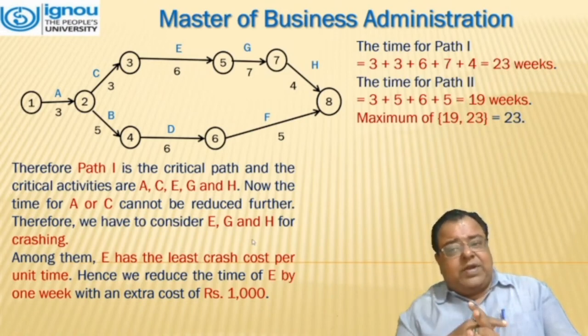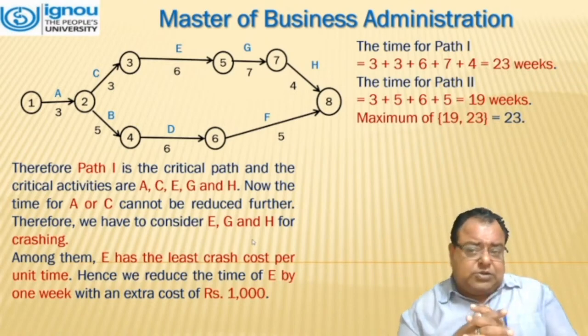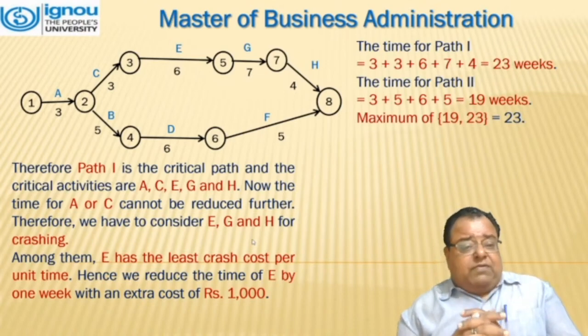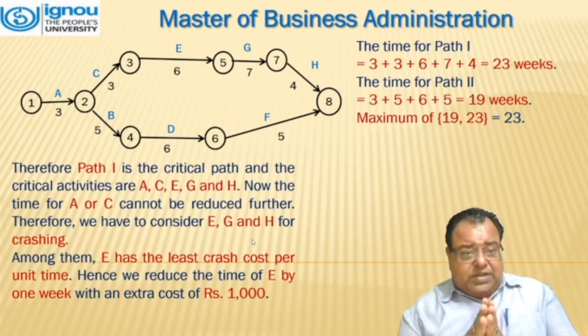Same calculation has to be done for path 1, we found out to be 23 weeks, and for path 2, we found out 19 weeks. Maximum is still 23. Therefore, path 1 has been reduced now. A or C cannot be reduced further.